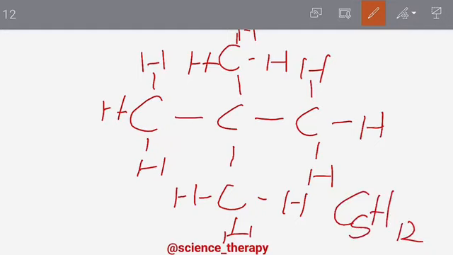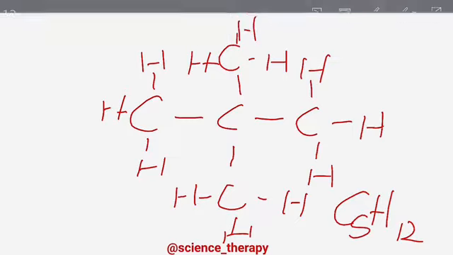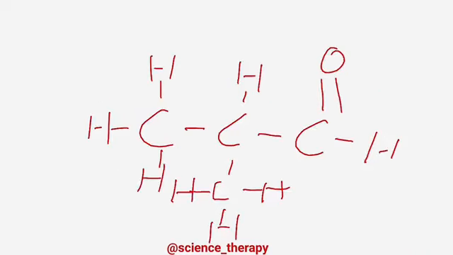Remember, your chain isomers are compounds with the same molecular formula but different types of chains. Same molecular formula, belong in the same homologous series but have different types of chains, right? So pentane is straight chained, but this one that I've drawn here is branched.